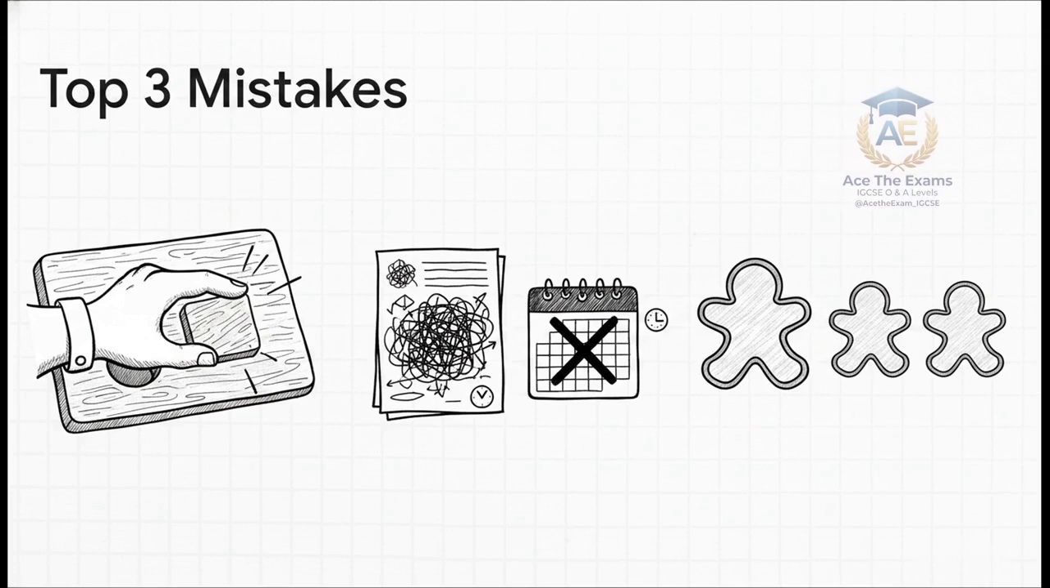Trap number 3. Generic, non-specific answers. This is the ultimate examiner alert. If your written explanation could apply to literally any business in the world, it scores 0 in an evaluation question. You have to use the name of the business, quote specific dollar amounts from their journals, and link every single point back to their unique given scenario.